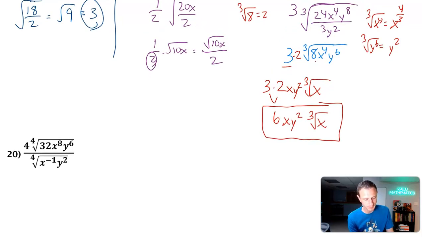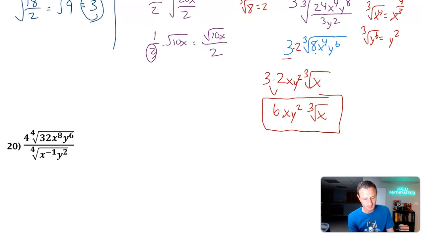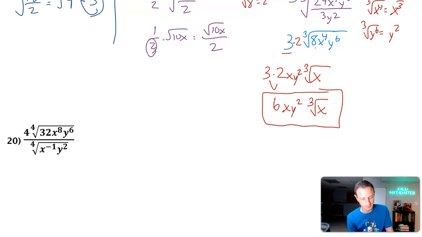Pretty tough problem there. 20, last one for this video. This one's definitely a little bit of a challenge question on this video. So we have 4 times the 4th root, 32x to the 8th, y to the 6th, over the 4th root of x to the negative 1, y to the 2nd. So I have 4 times, and all of it's underneath that 4th root, so let's just throw it all underneath the big radical here, and then see what happens.